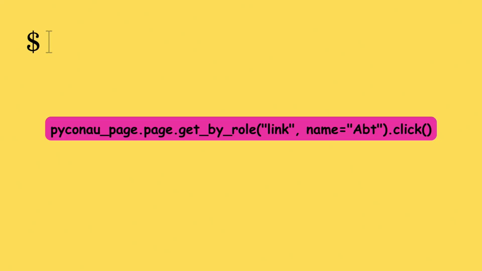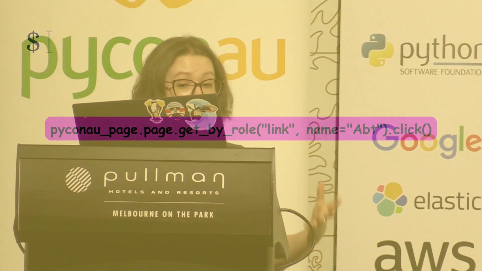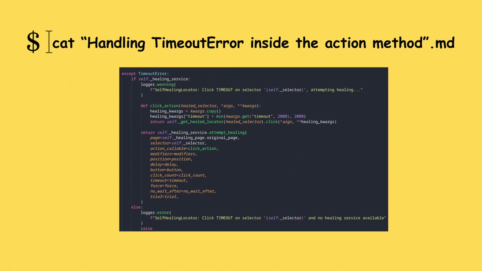So, inside our test, we are trying to locate an incorrect name, ABT. Well, we know this is supposed to trigger a healing, but in code details, what happens? The timeout error is handled inside each action method in self-healing locator. So when the timeout error happens during the click, it will first check if the healing service is available, and if it is, it will attempt to heal.